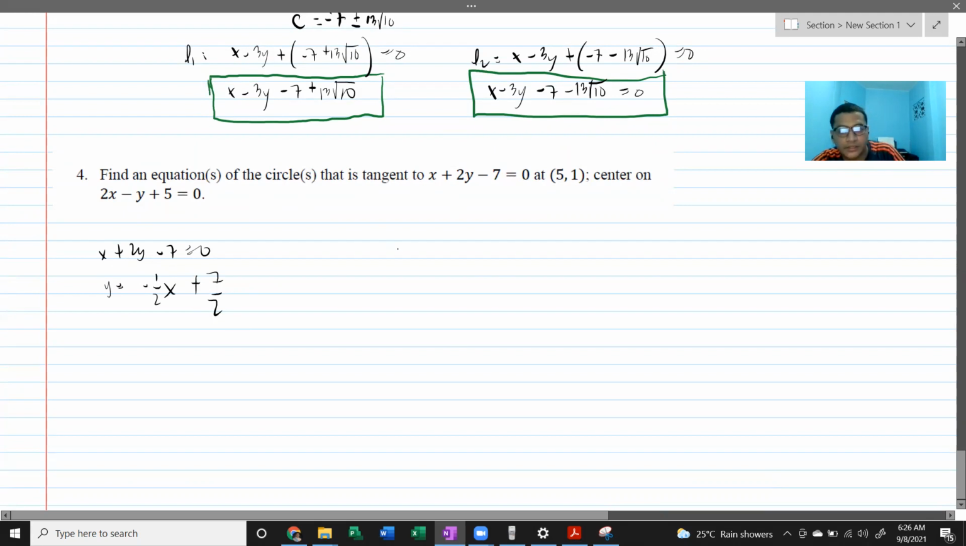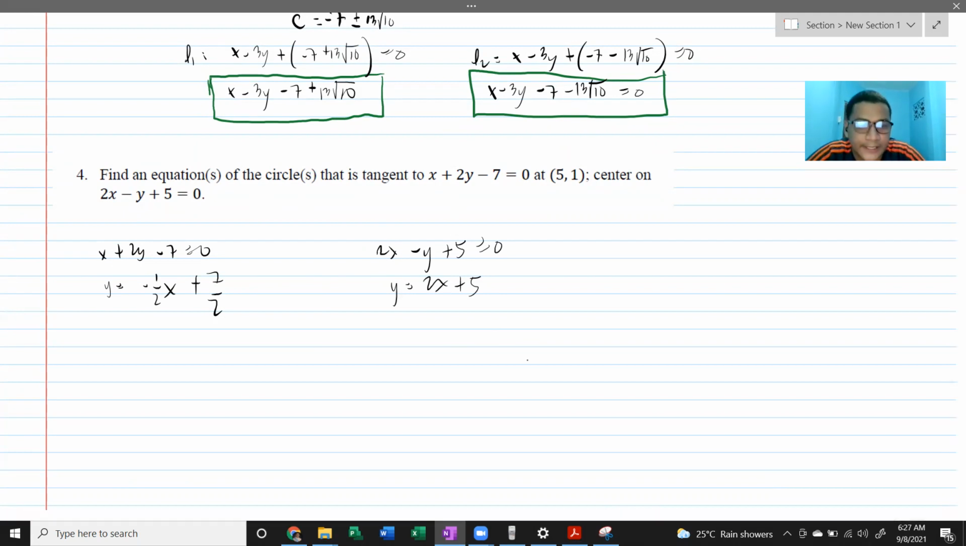Okay, and our next line, I'm sorry, 2x minus y plus 5 equals 0. So we have y is equal to 2x plus 5. Okay. Ano napapansin nyo, class, sa given equation natin? What can you say about the coefficients a and b? They are interchanged, and the sign of the coefficient of b is different.